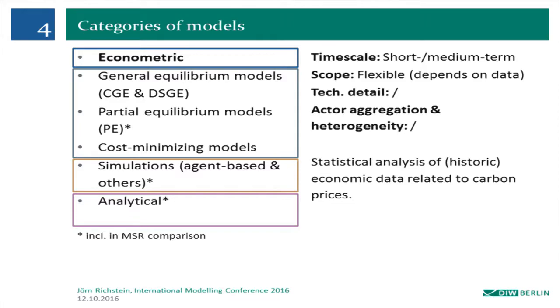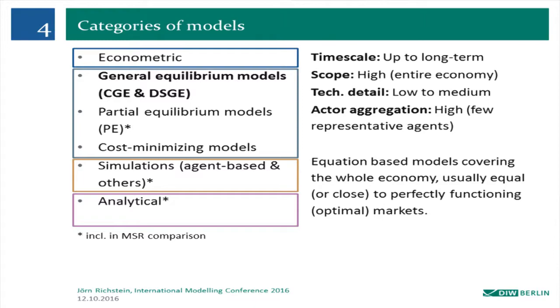A very relevant modeling class are general equilibrium models, most notably computable general equilibrium models. In Europe, this would be the JME3 model or the PACE model. These models are very large-scale models that rely on basically imposing equilibrium conditions on the entire economy, underlying it a social accounting matrix. And usually these will make assumptions that are equal to perfectly functioning markets. They have a very high scope. They will cover the entire economy, maybe even multiple economies on a worldwide scale if you use the GTAP database. On the other hand, their technological detail is rather low.